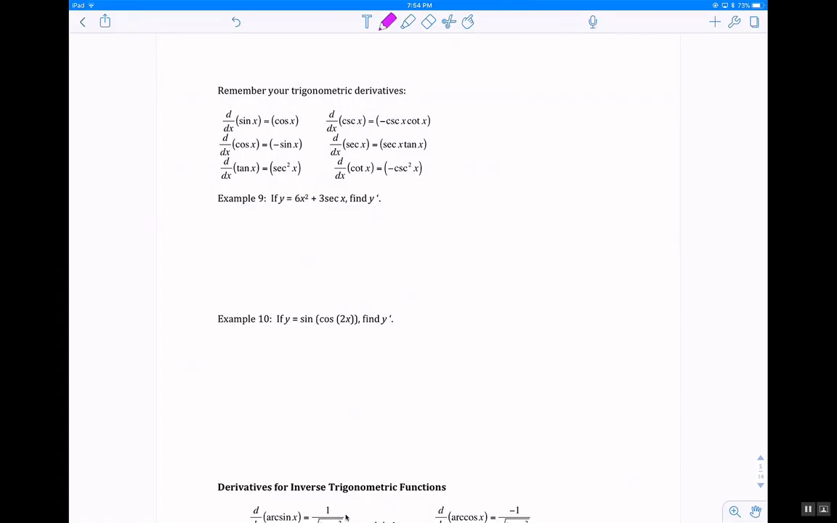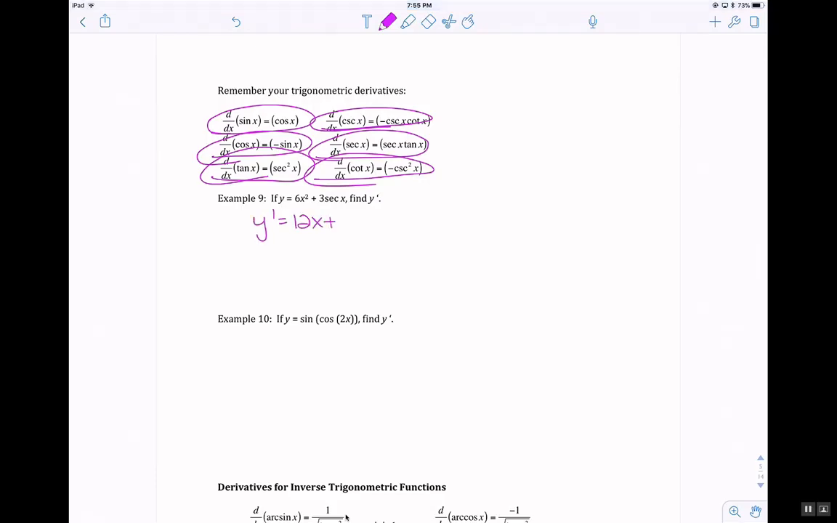So, remember your trig function derivatives. Derivative of sine is cosine, derivative of cosine is negative sine, derivative of tangent is secant squared, derivative of cosecant is negative cosecant cotangent, derivative of secant is secant tangent, and derivative of cotangent is negative cosecant squared. So, example 9, my y prime, 12x plus the derivative of secant x is secant tangent.